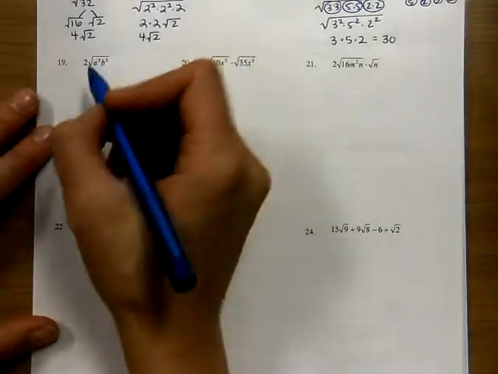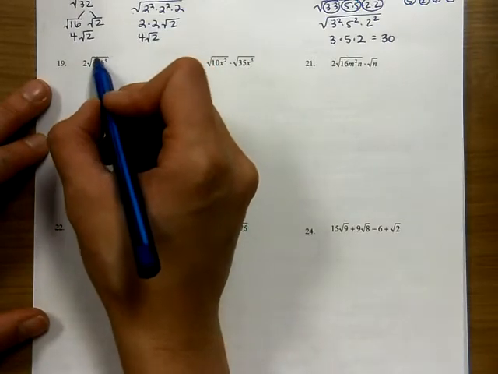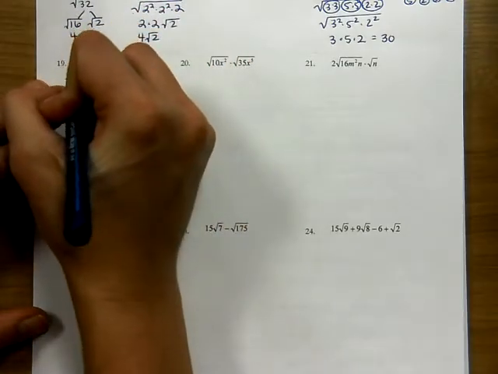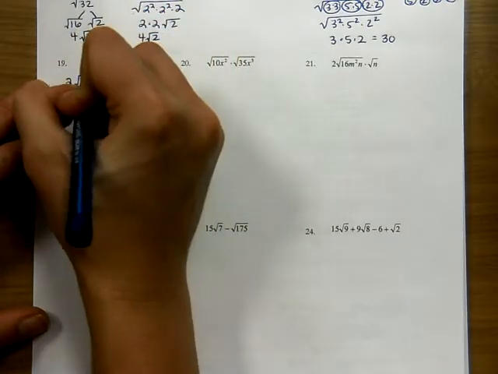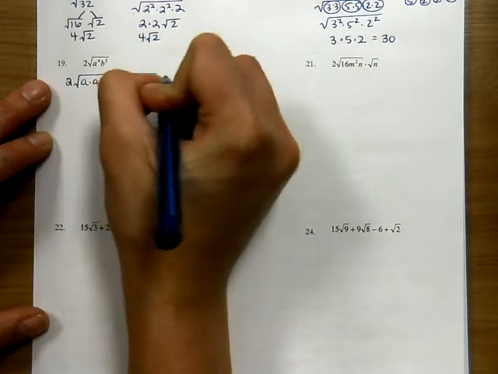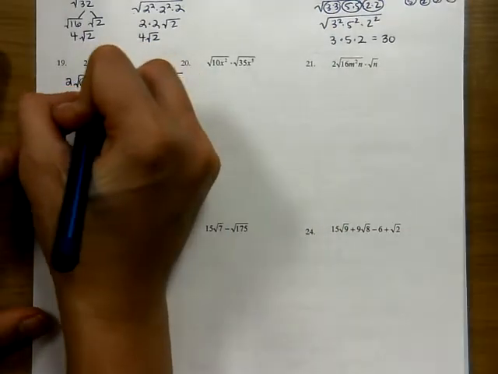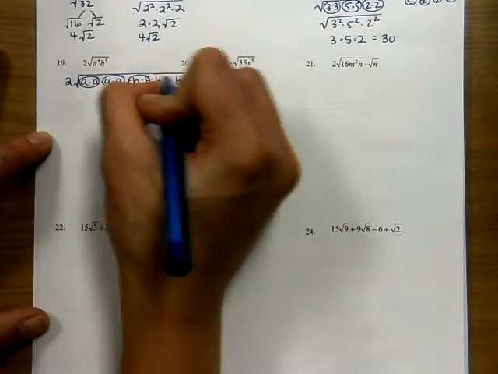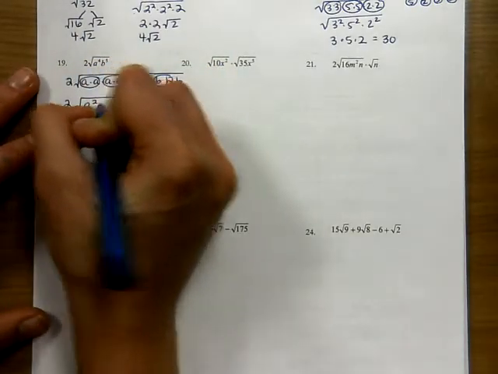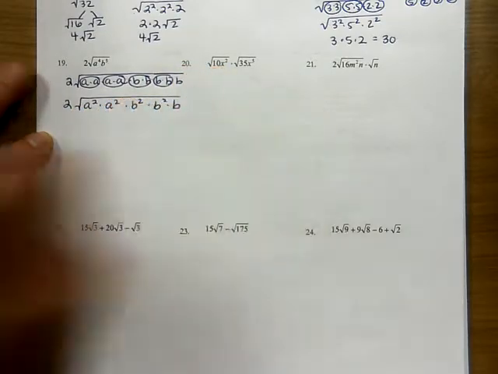All right, scooching down. For number 19, 2 times the square root of a to the 4th, b to the 5th. Well, the only thing I have to simplify is what's underneath here. So that would be 2 times the square root of, we have 1, 2, 3, 4 a's, 1, 2, 3, 4, 5 b's. And I can only take the square root of perfect squares. So I'm going to group these into perfect squares. So this is 2 times the square root of a squared times a squared times b squared times b squared times b.